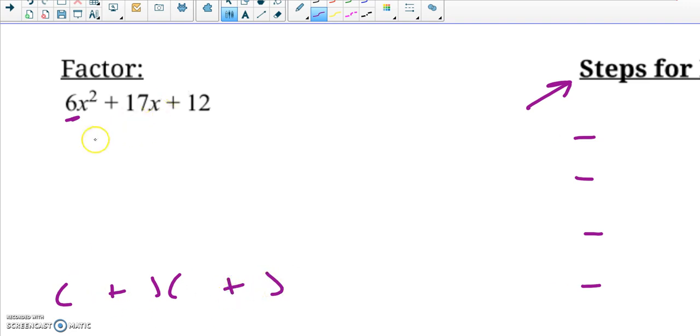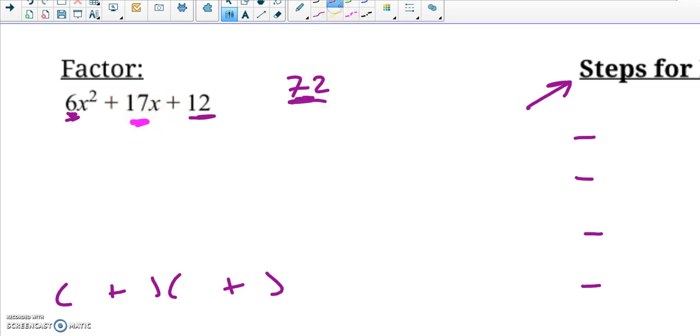To start, we don't look for two numbers that multiply to 12 and add to 17. To figure out what we want our numbers to multiply to, we actually multiply our coefficient in front of our x squared term by our constant at the end. So we do 6 times 12, we get 72. That's what we're looking for, two numbers that multiply to 72 and add, we still want them to add to our middle term.